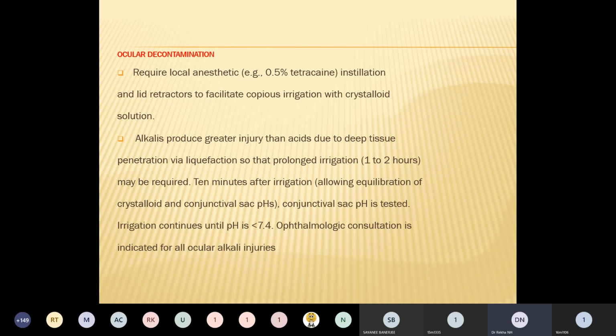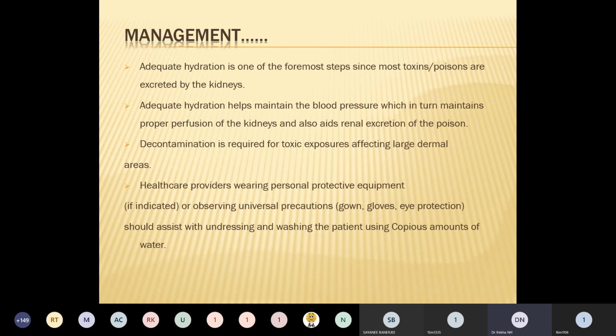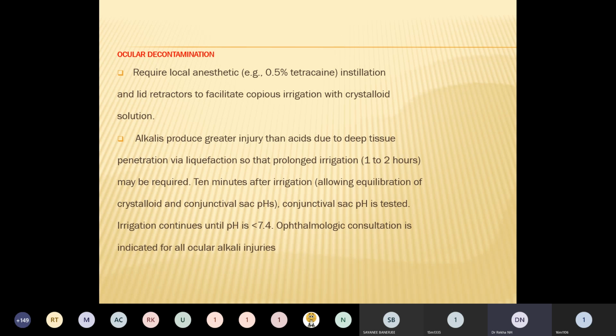So after this, we have to remove the poison, that is, decontaminate. We have ocular decontamination and gastrointestinal decontamination. Ocular decontamination is mainly needed whenever there are alkali burns to the eyes. It requires a local anesthetic, that is 0.5% tetracaine, instilled, and lid retractors to facilitate copious irrigation with a crystalloid solution. We have to first instill a local anesthetic, retract the eyelids with a lid retractor, and irrigate the eyes with normal saline.